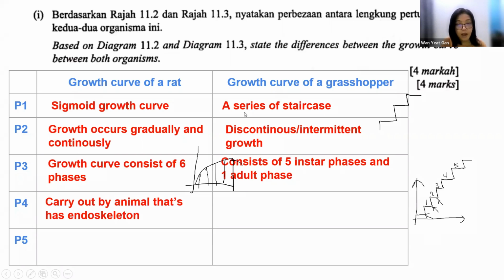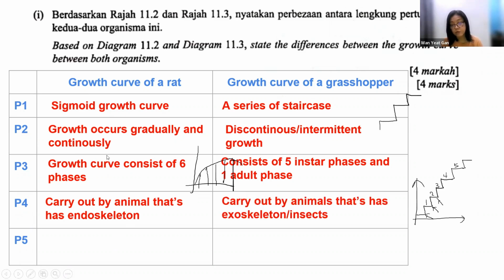Okay, next, rat, of course, does not have exoskeleton. It has endoskeleton. So this method of growth is carried out by animals that have exoskeleton, while the rat has an endoskeleton. So this way of intermittent growth is only carried out by animals that have exoskeleton.